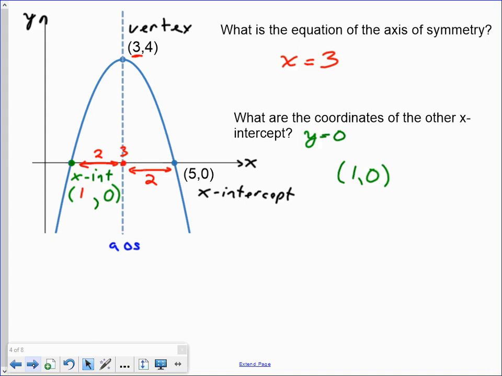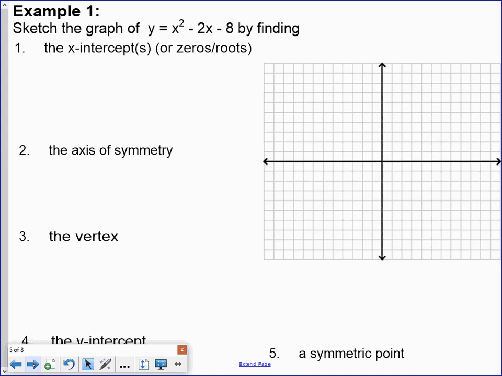Okay. So we're going to use all of those relationships between the intercepts, the axis of symmetry, and the vertex we learned back in Unit 4 or 5. They're going to come in handy as we look at sketching the graphs of these standard form parabolas. So our first example here, we've got y equals x squared minus 2x minus 8. And we want to sketch the graph of this parabola by finding the x-intercepts, or the zeros, or the roots, whatever we want to call them.